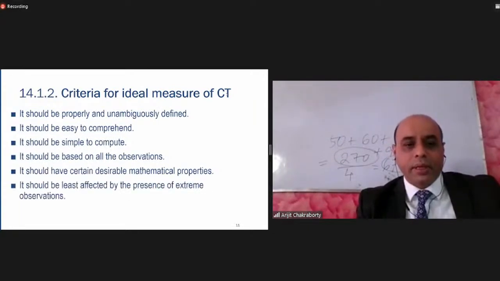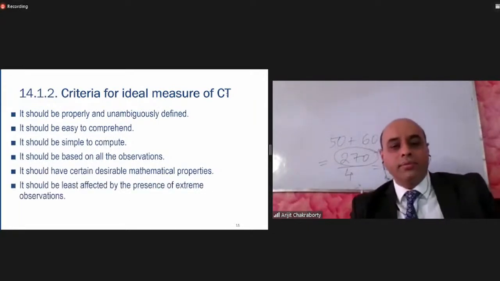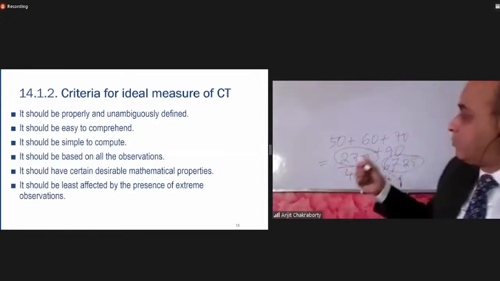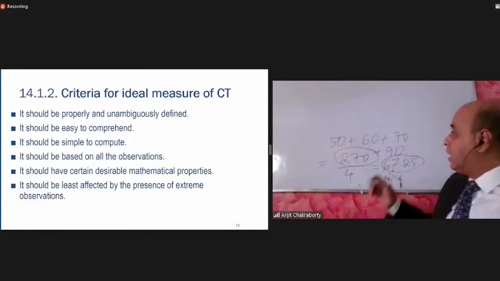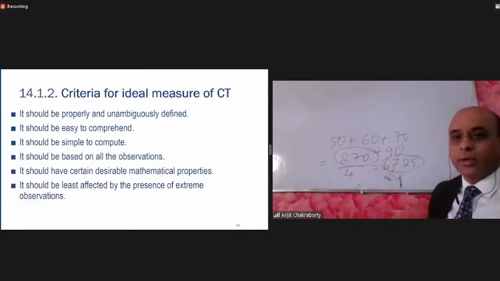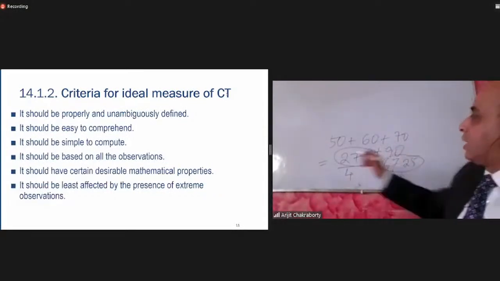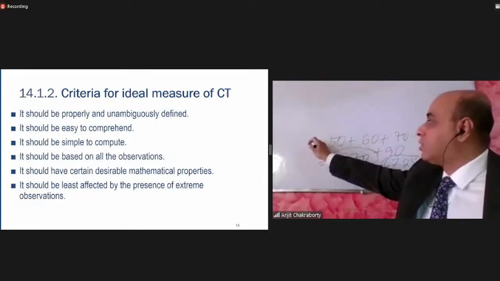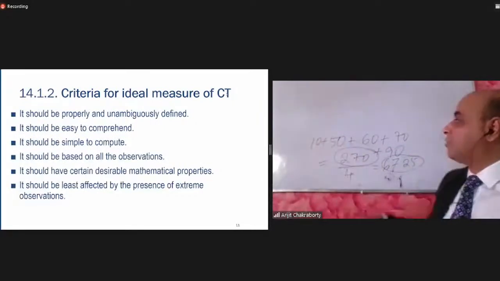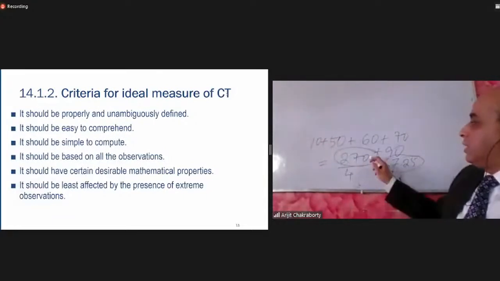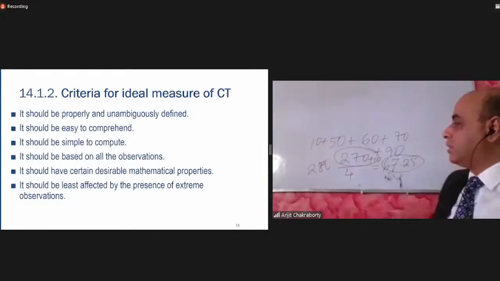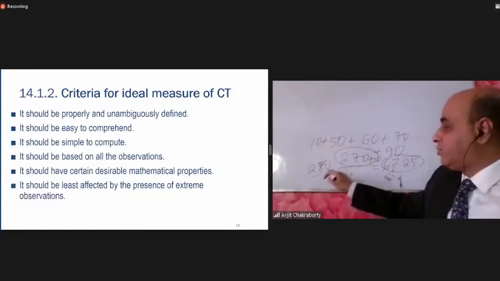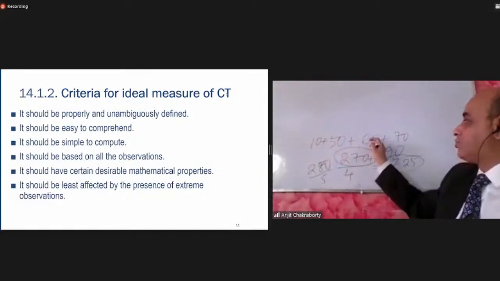And if you have an extreme observation, for example in the case of the arithmetic mean, after 90, suppose I have an extreme observation, one person who has got just 10. What happens when I add this 10? The 270 plus 10 makes the total 280, and then I divide by 5 because there are now 5 scores.